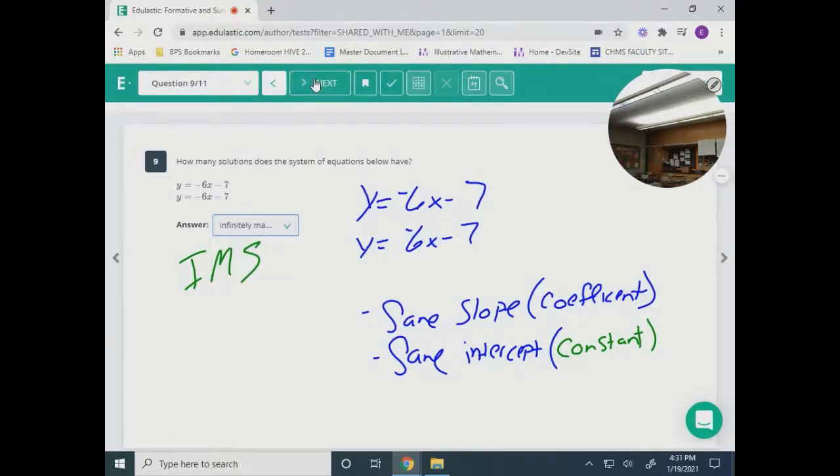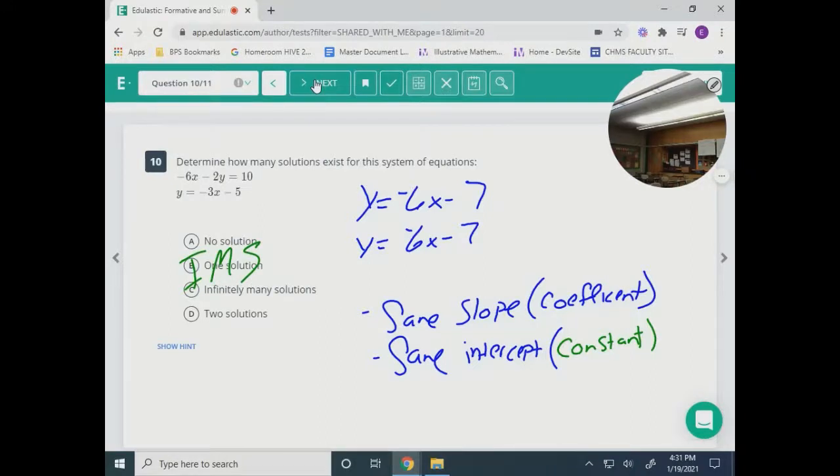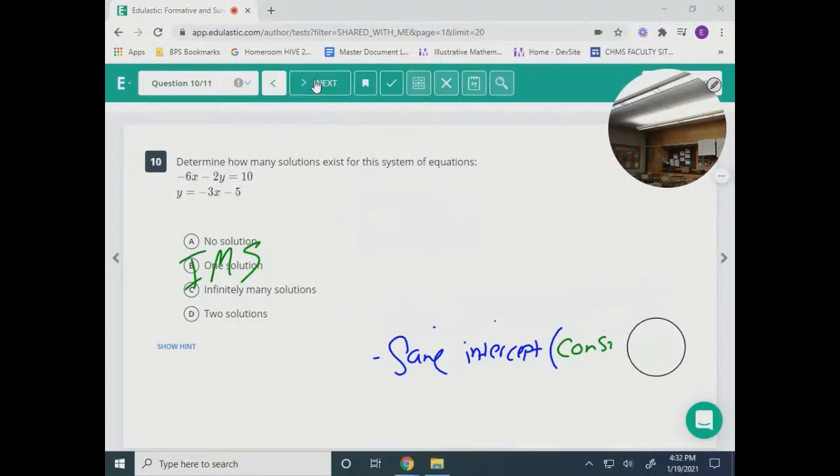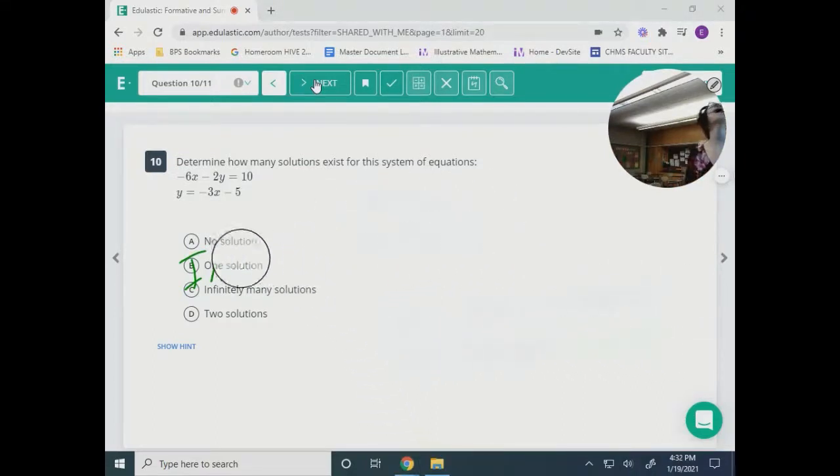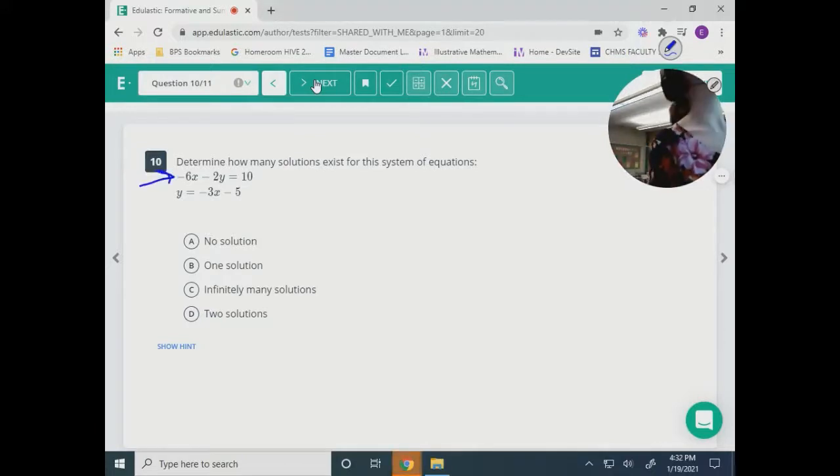Let's look at the next piece. Determine how many solutions exist for the systems of equations. Wait, this is literally the same question that we just did before. Weird. Okay, so very similar. I have these equations here, and they're in different forms. If you look, we have a standard. This is different, so don't skip past this.